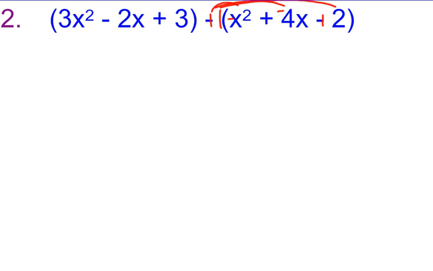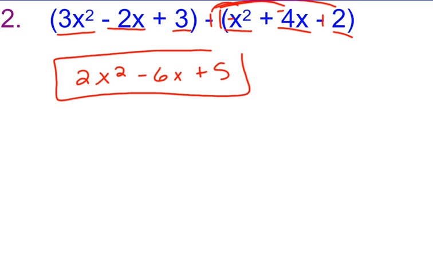So when I combine like terms here, I'd have 3x squared and negative 1x squared, which gives me 2x squared. I have negative 2x and negative 4x, so negative 6x. And I have a 3 plus a 2, so plus 5. And there's my answer.